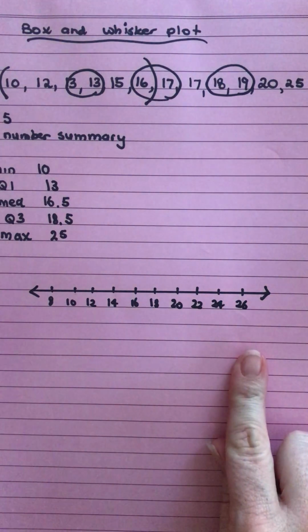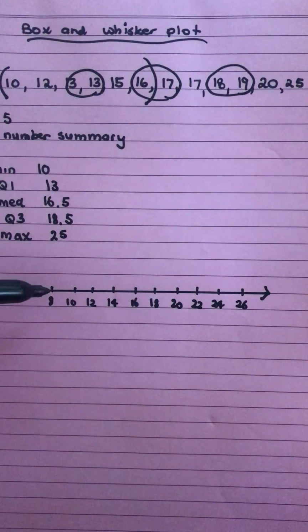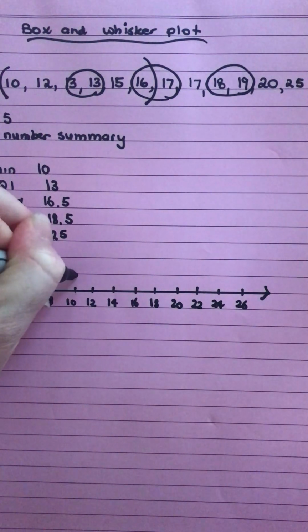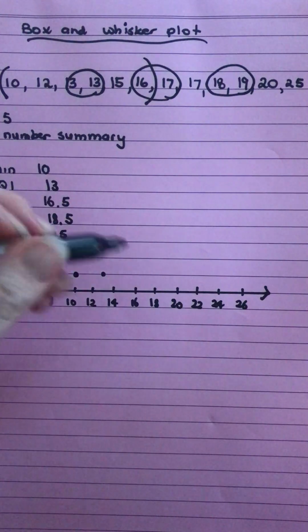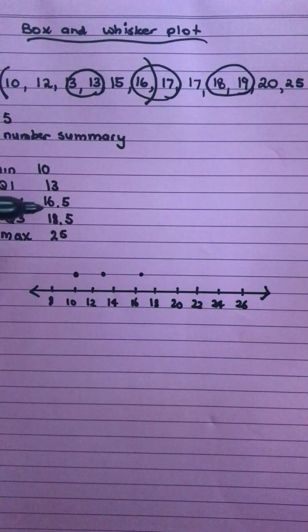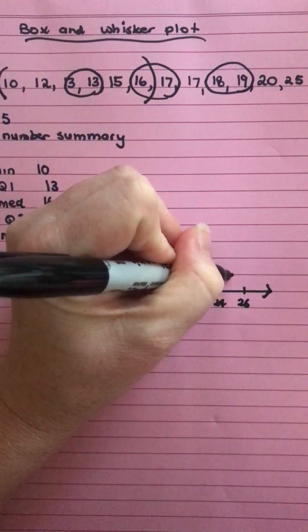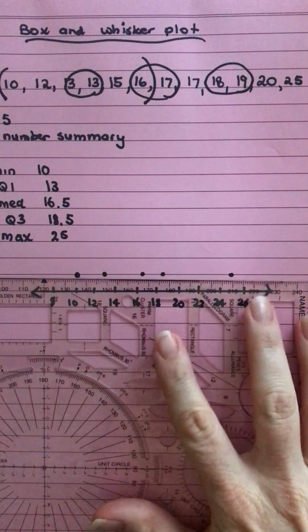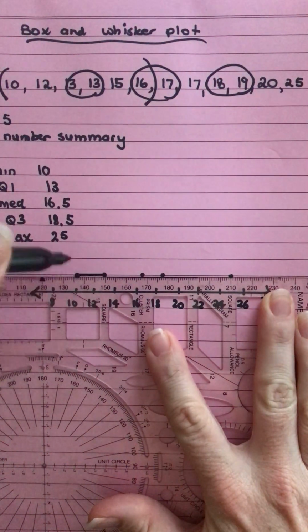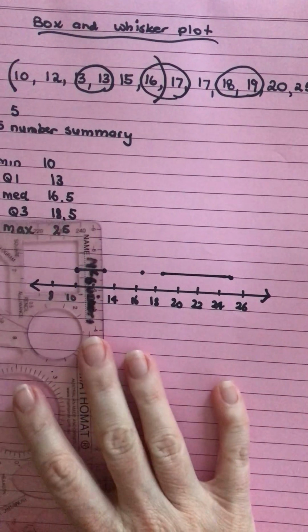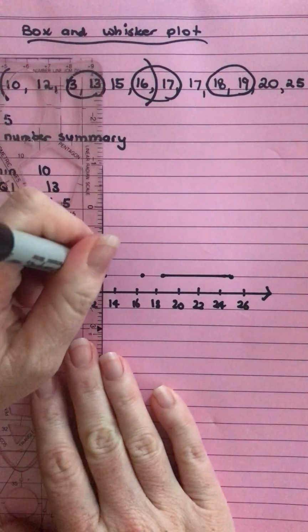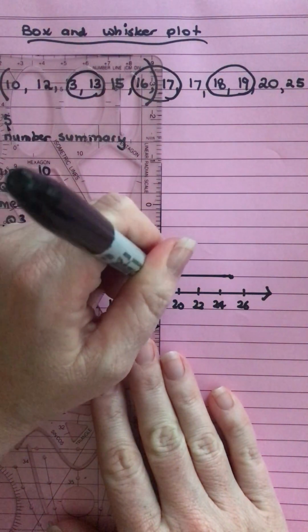So the first dot I want to put on my number line is going to be the 10. So I'm going to put a dot above the 10 for my minimum. I'm then going to put a dot for 13, so I know that comes between the 12 and the 14 there. I then have a dot for 16.5, a dot for 18.5, and a dot for 25. So I then am going to connect my first 2 dots and my last 2 dots. They're what we call the whiskers in our box and whisker plot. I'm then going to draw a box around the remaining dots in the middle.